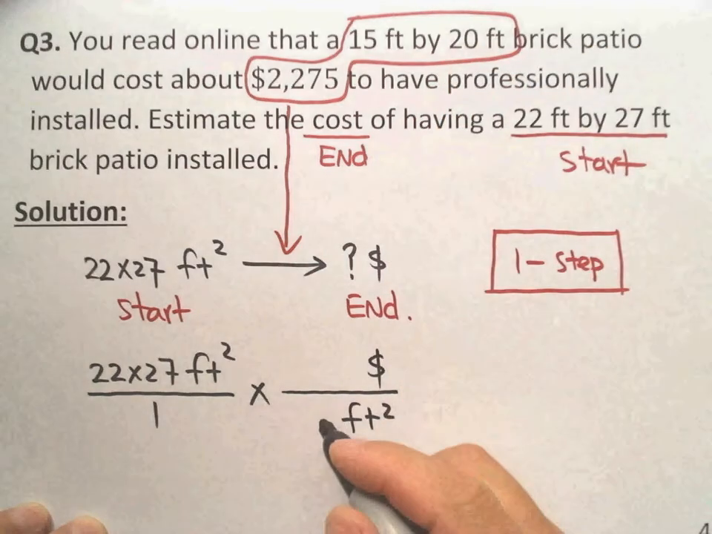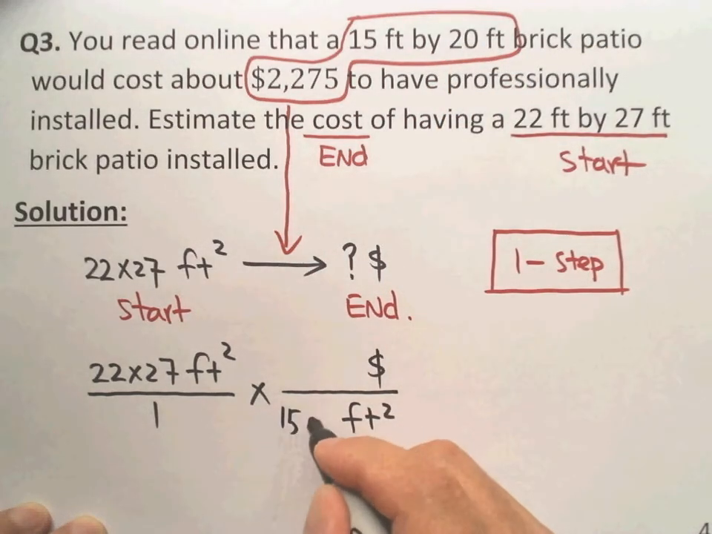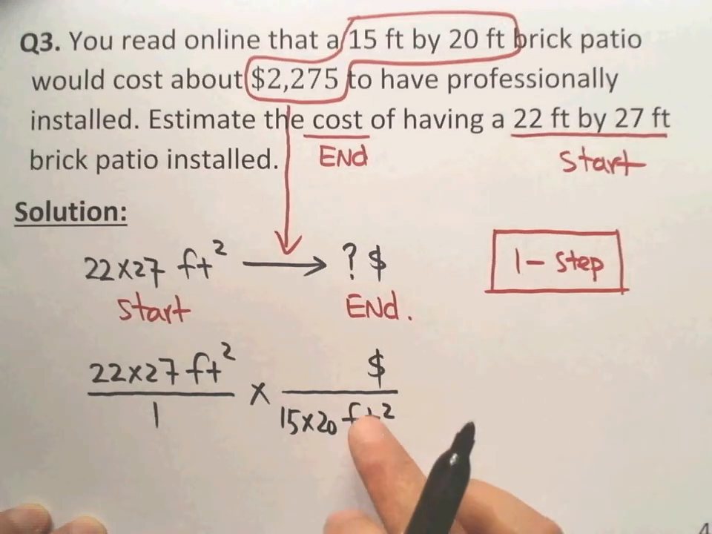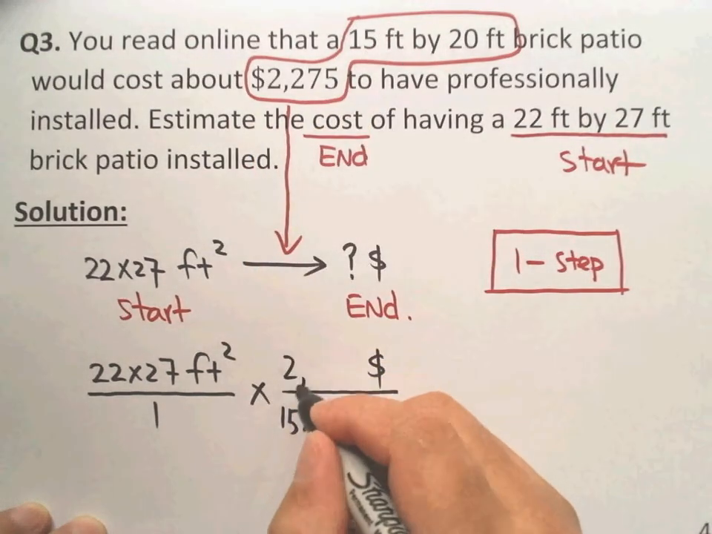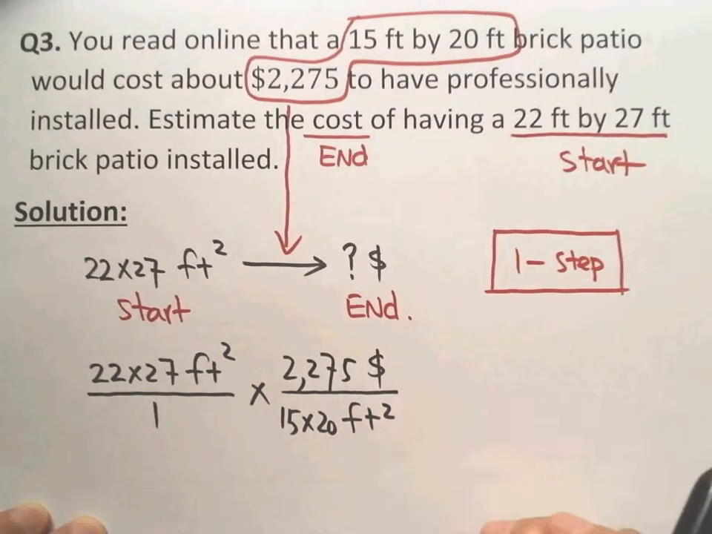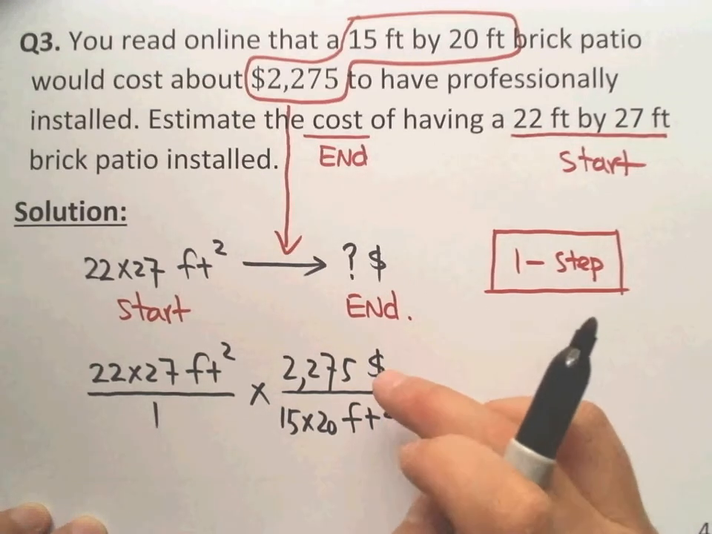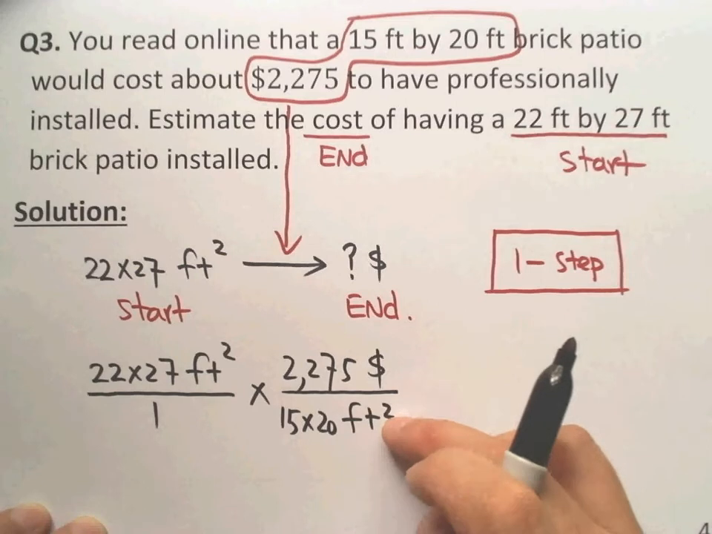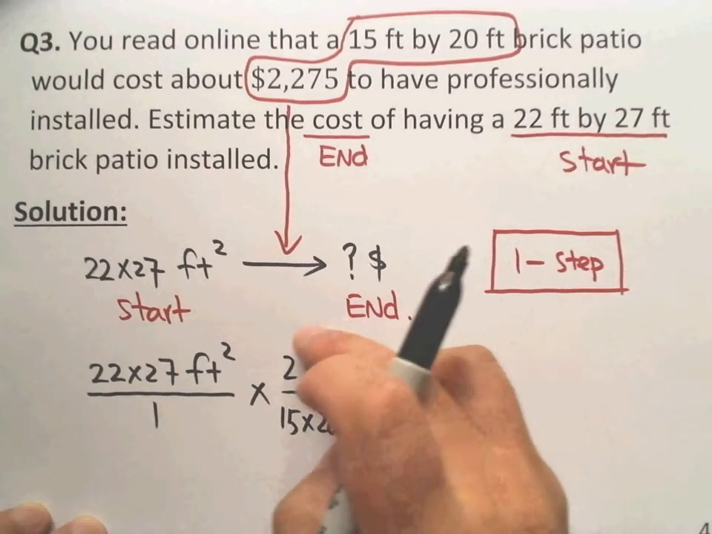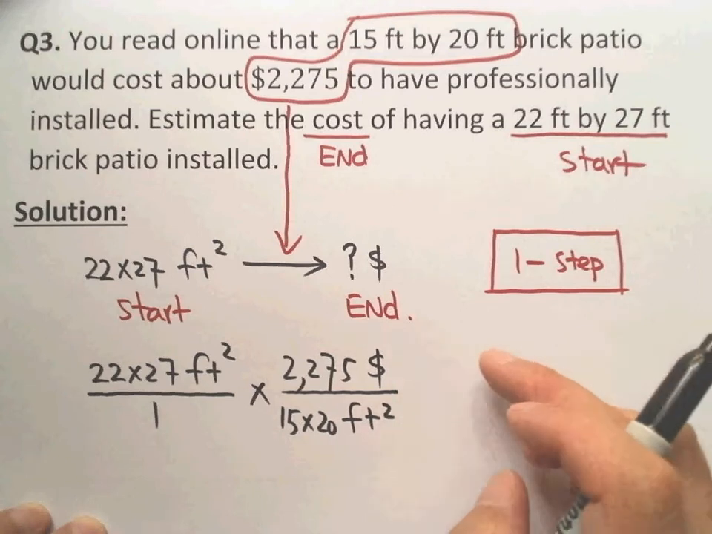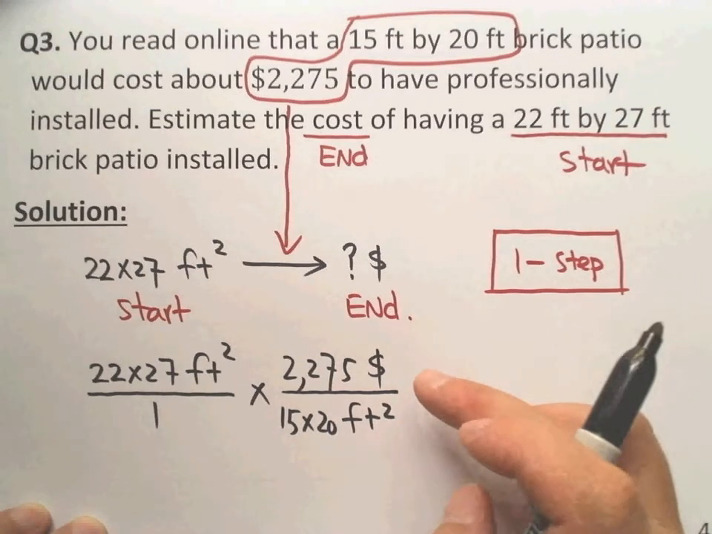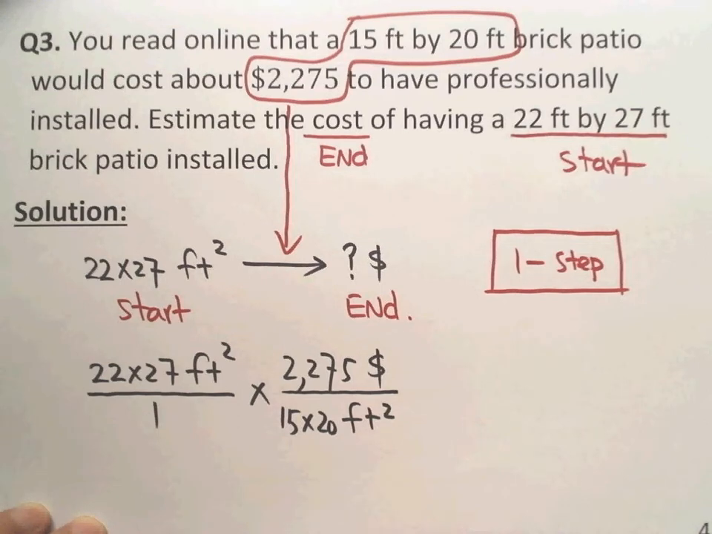What's the relationship between these? 15 feet by 20 feet. Let me write here 15 by 20 on the bottom equals how many dollars? It is 2,275 US dollars. You cannot say it is equal, but we say you can use these dollars to buy this kind of product. Usually we call it equivalent. So this fraction is equivalent to 1, which means it works for dimensional analysis. So don't worry, you just see this equals this, no problem. And we set up now.